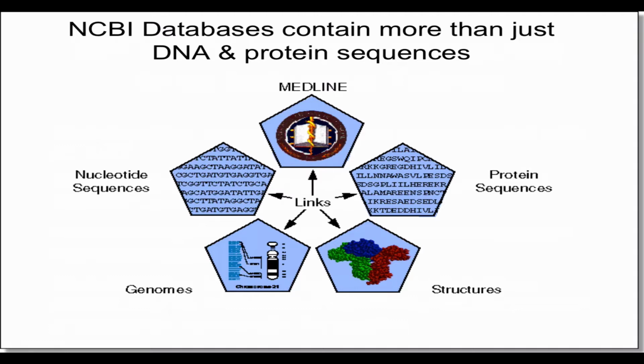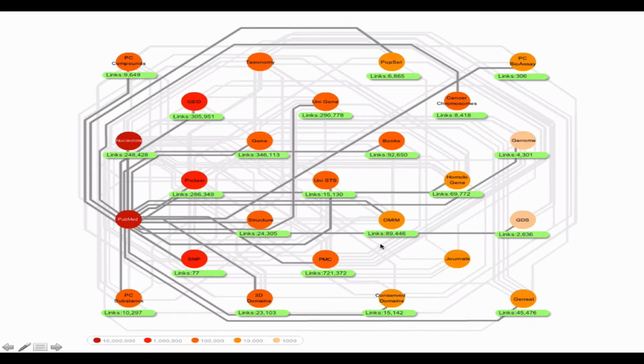But the idea holds that for every nucleotide sequence, there's probably a journal reference in Medline. There's probably a protein. There's definitely a genome, although not necessarily a complete genome for every DNA sequence. There may be a structure, but structures are really linked to proteins more than they are to DNA. So this isn't even the whole thing, but this is sort of a picture of how they conceptualize the whole interlinked structure.